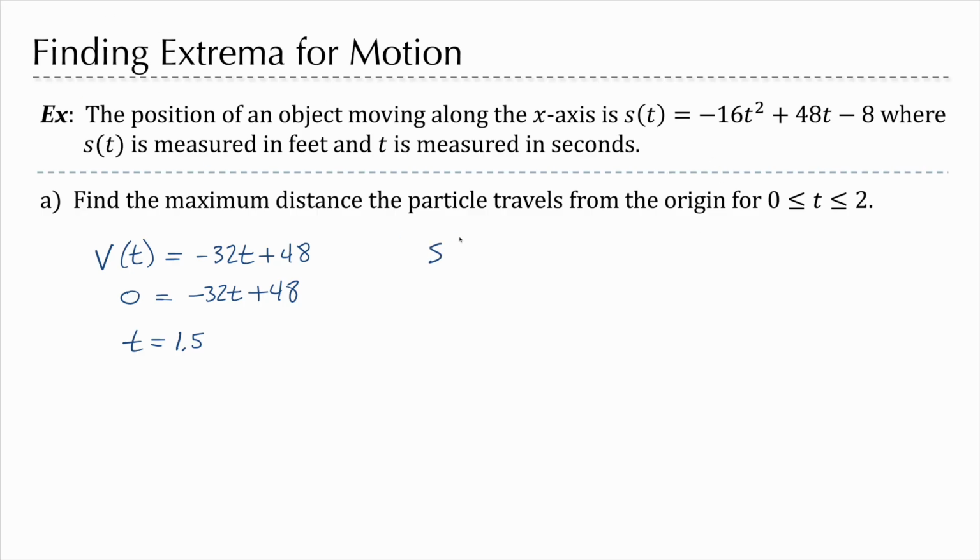So we're going to ask what the position is at time 0, and we'll ask the position at our critical number, 1.5, and then check the last endpoint, our position at time 2. Well, at 0, when you plug it in, we get a value of negative 8, meaning it's 8 to the left of the origin. Now, when I plug in 1.5, we'll get an answer of 28, meaning it's 28 feet to the right of the origin. And then when I plug 2 in, we'll get an answer of 24, which of course means it's 24 to the right of the origin. And since we're looking for max distance, this number is right here. So that means 28 feet is the maximum distance that the object is from the origin.